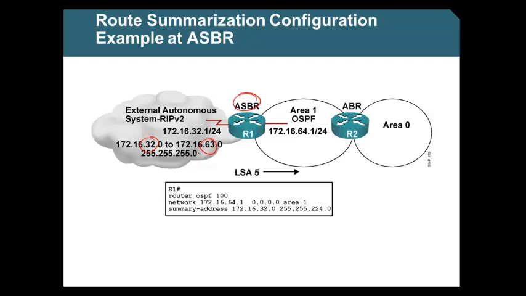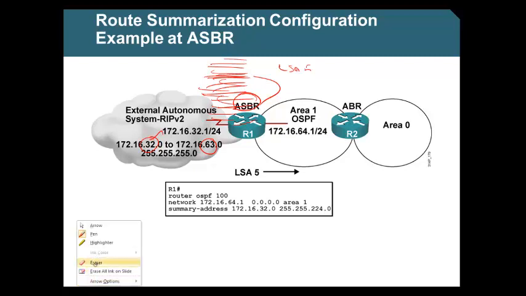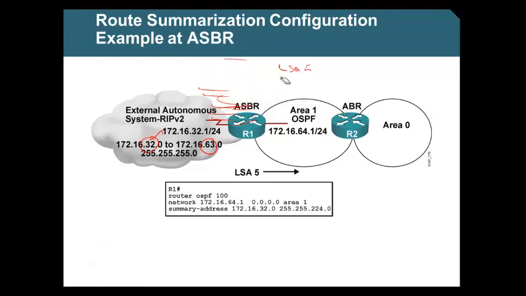Instead of sending 33 type 5 LSAs, instead of sending 33 lines of updates, I'm going to simply send one type 5 after summarizing. Further, the command is this: summary address.